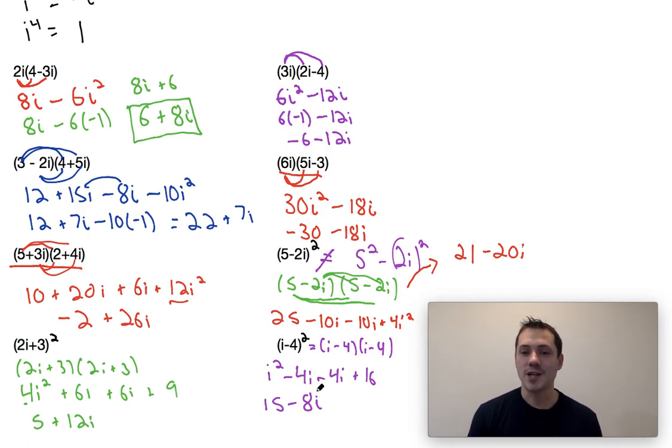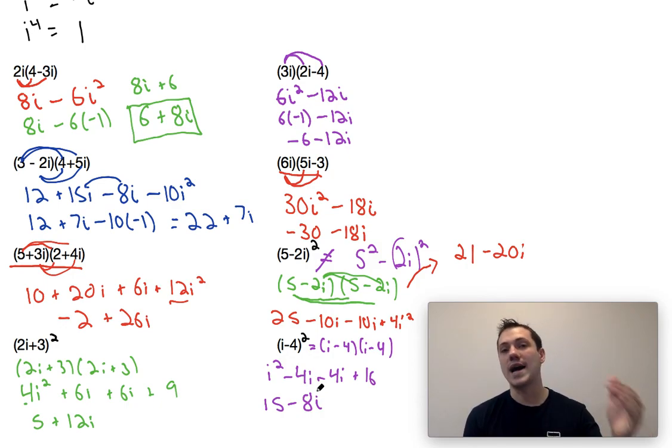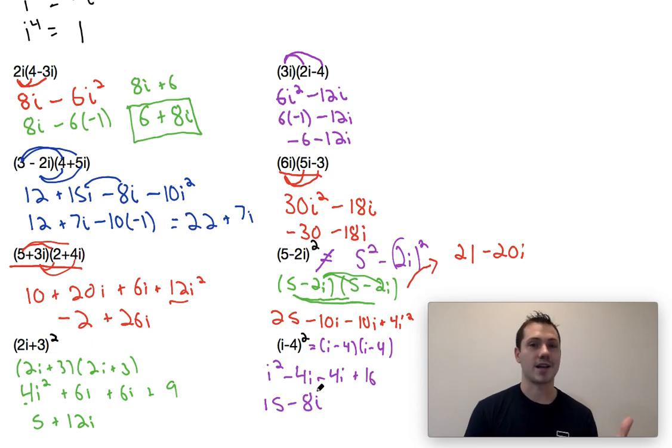So thanks again for watching. This is multiplying or foiling complex numbers. In the next video, we're going to talk about how you simplify complex numbers when i is in the denominator, and we're also going to talk about something that's called the complex conjugate.